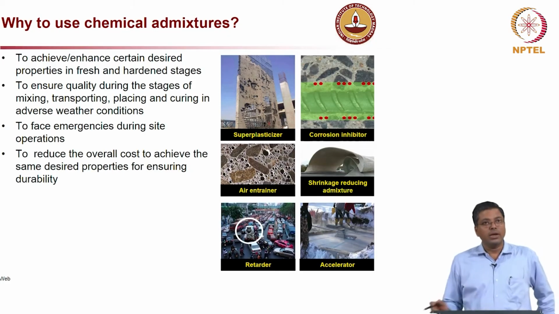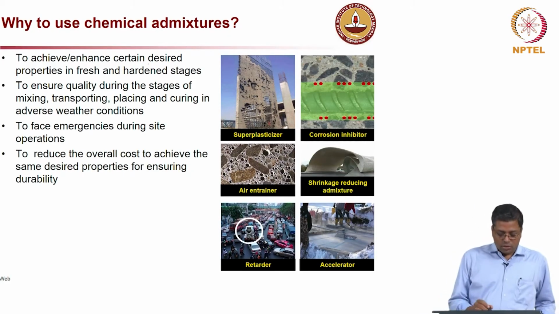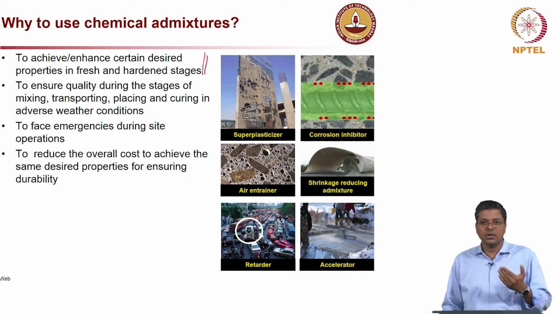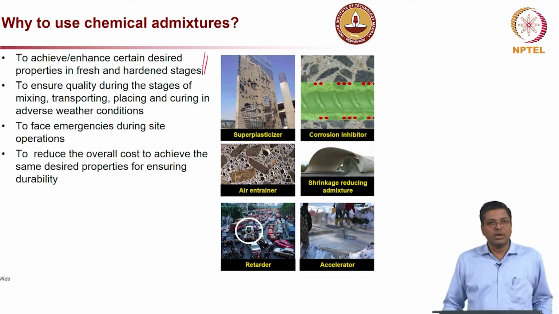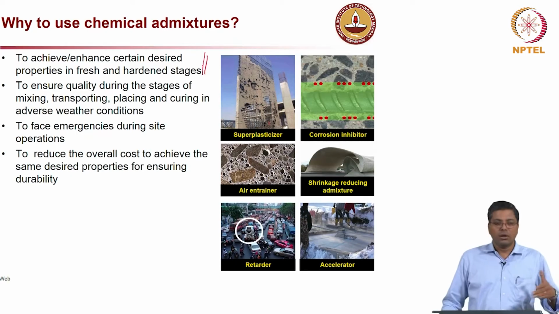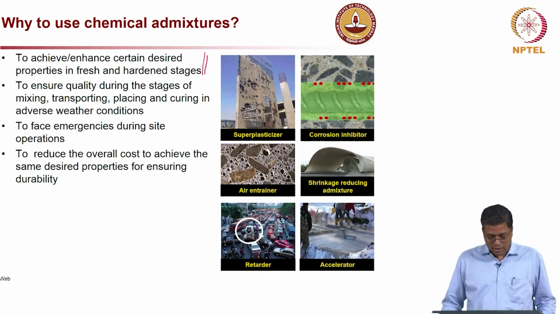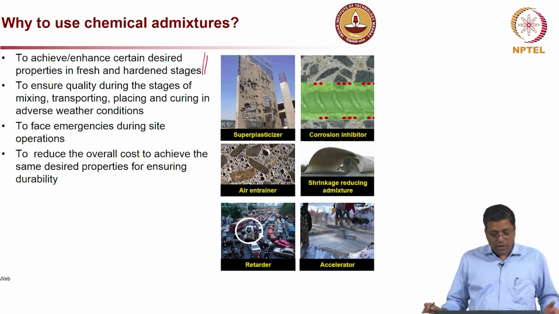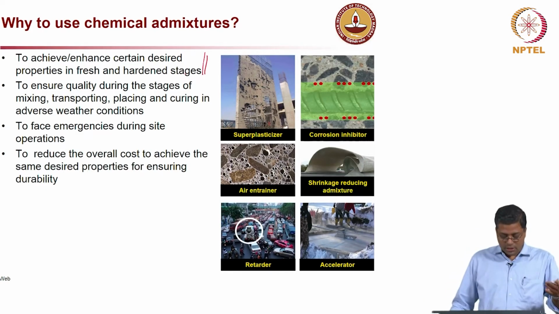Now, the main advantages of using these admixtures are to achieve and enhance certain desired properties in both the fresh and hardened stages. For the fresh state, superplasticizer, air entrainer, retarder and accelerator are mainly handling the properties, whereas corrosion inhibitor and shrinkage reducing admixtures are mainly for the hardened state, depending on what type of shrinkage you are talking about, whether plastic shrinkage or later.